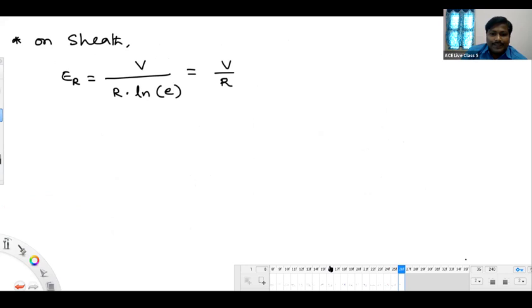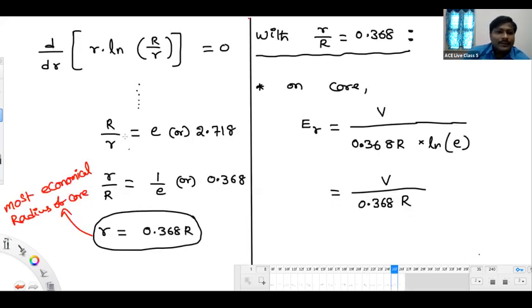Ashwini, it is a UV differentiation, no? It's a UV differentiation: U dash into V plus V into U dash. That differentiation you have to do. Sir, will this be the actual radius of core that will be present in the UG cables? Actually, you are not getting the final answer, which answer? This one, capital R by small r equals e. So you do differentiation.